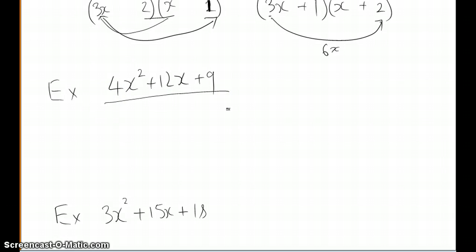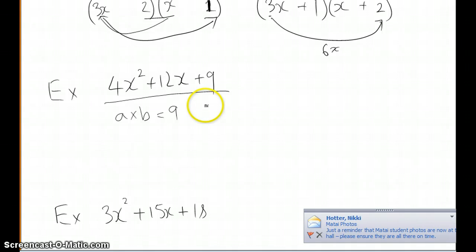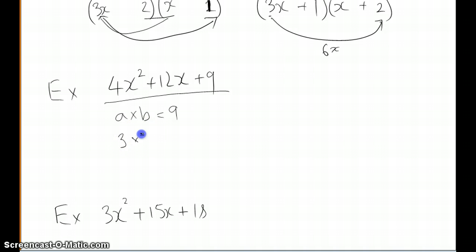This one here. Remember, a times b must equal 9. There are two options here: 3 times 3, or 1 times 9. They will both give you 9. But there are also two options for the factors of 4. You could either have 2x multiplied by 2x in the front of the bracket, or 4x multiplied by 1x in the front of the bracket.